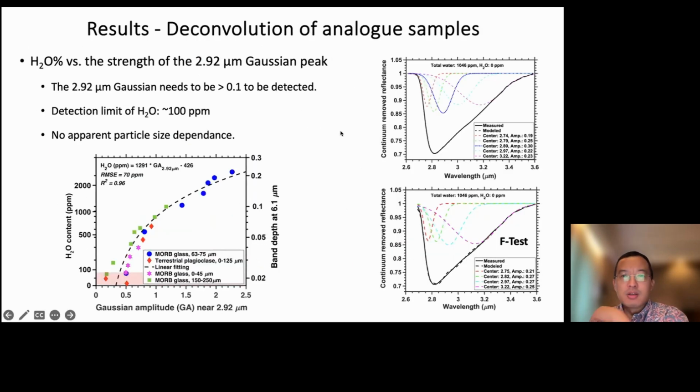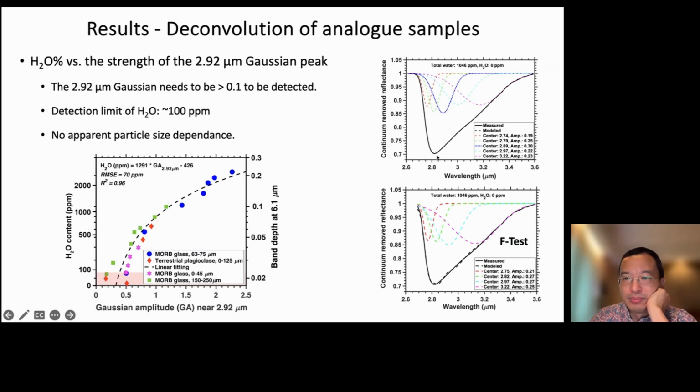Okay, so here are some results. On the right, you see one example. This is also basaltic glass. This is the reflectance spectra near 3 micron after continuum removal. These individual dash-dot lines are the deconvolved Gaussian peaks. This sample, we know, has around 1,000 ppm water. I think this is mostly OH because we don't see any H2O feature. And you can see the deconvolved 2.92 peak. So this doesn't make sense, right? Because this is assigned to H2O, it should not show up.